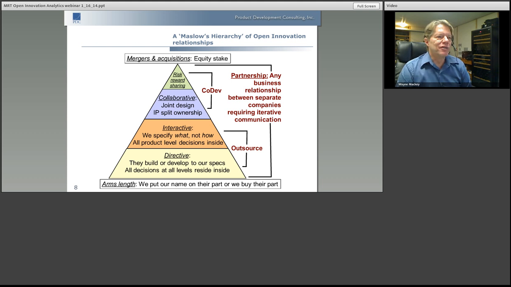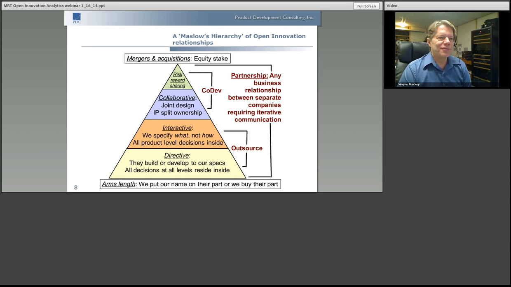Outside of the realm of partnering, we have arm's length. That's where we either put our name on their part or we buy their part. This is where we're just a customer of a vendor. Moving up into the partnership realm, the lowest level on the Maslow's hierarchy of open innovation relationships is being directive. They build or develop it to our specifications, and all decisions at all levels reside inside of the customer company. In other words, my company.